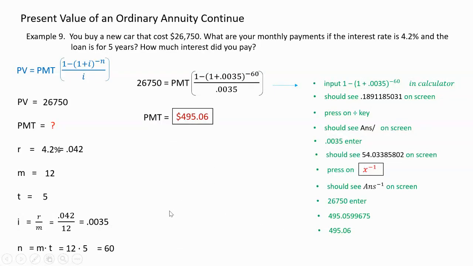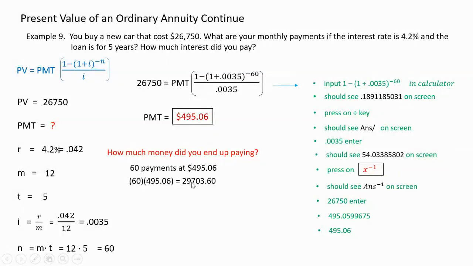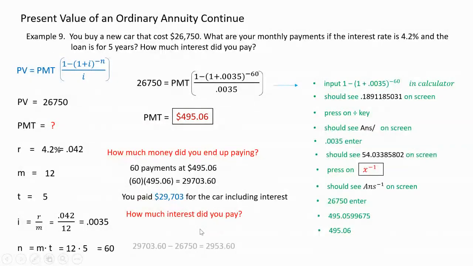Now, how much money did you end up paying? Let's find out. There were 60 payments at $495.06. So you multiply those out, and you end up paying $29,703.60. What was the difference? About $3,000 more or less. So you end up paying about $3,000 more.